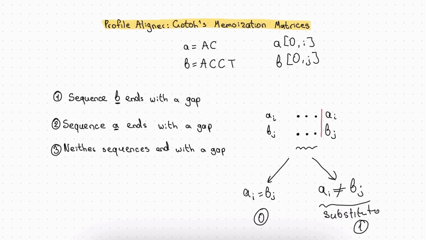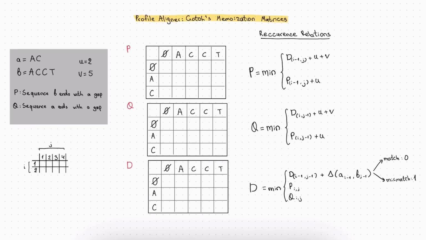We track each of these three events using three memoization matrices. The first instance, where the sequence B ends with a gap, is tracked by memoization matrix P. The second instance, where A ends with a gap, is tracked by memoization matrix Q. Lastly, we have a memoization matrix D, which tracks the optimal decision at every point, and this includes the previous two events or the event of no gap at all. Finally, we are ready to start filling out the memoization matrices.